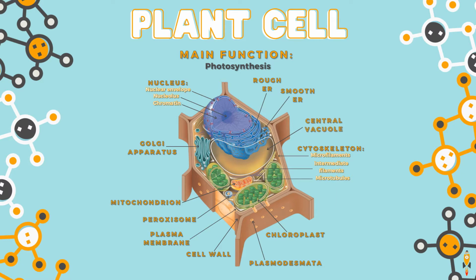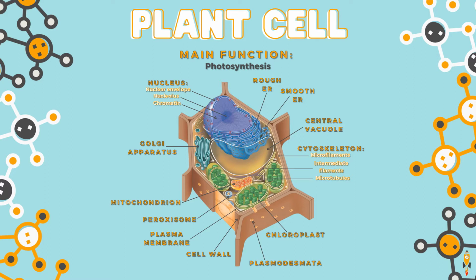The large central vacuole, which is also found in the plant cell, can occupy 30 to 90% of the cell's volume. It serves as the cell storage and maintains the pressure inside the cell. Its key role is to regulate the cell's water concentration in changing environmental conditions.